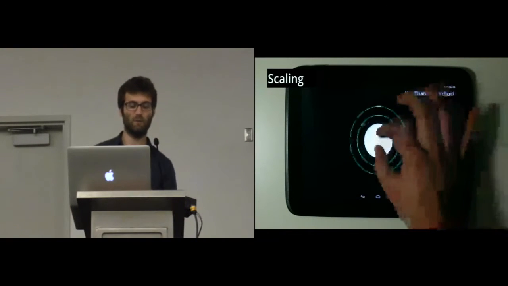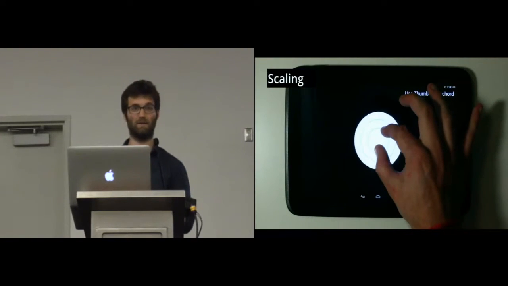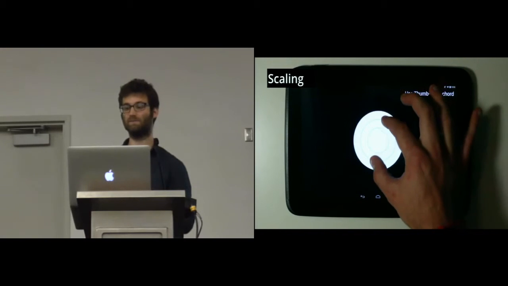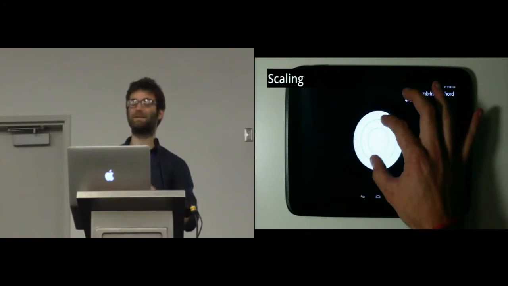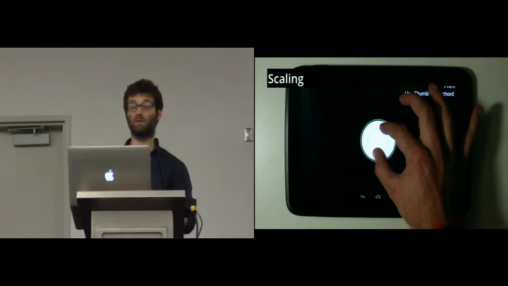And finally, we have the scaling task, where participants were asked to scale a ring-shaped circular object into a ring target area as fast as possible and keeping an error rate around 4%. And this time only pinch chords were tested, so all the chords involving the thumb.